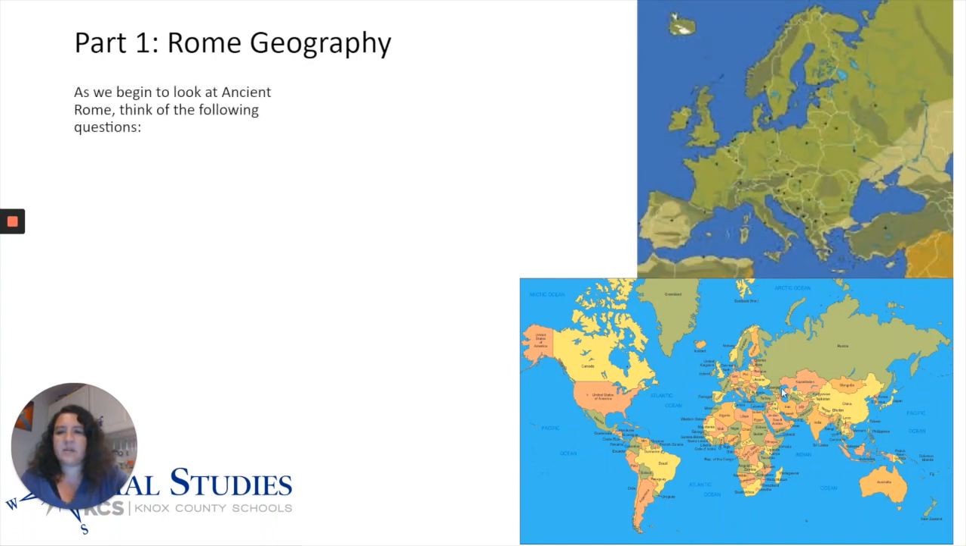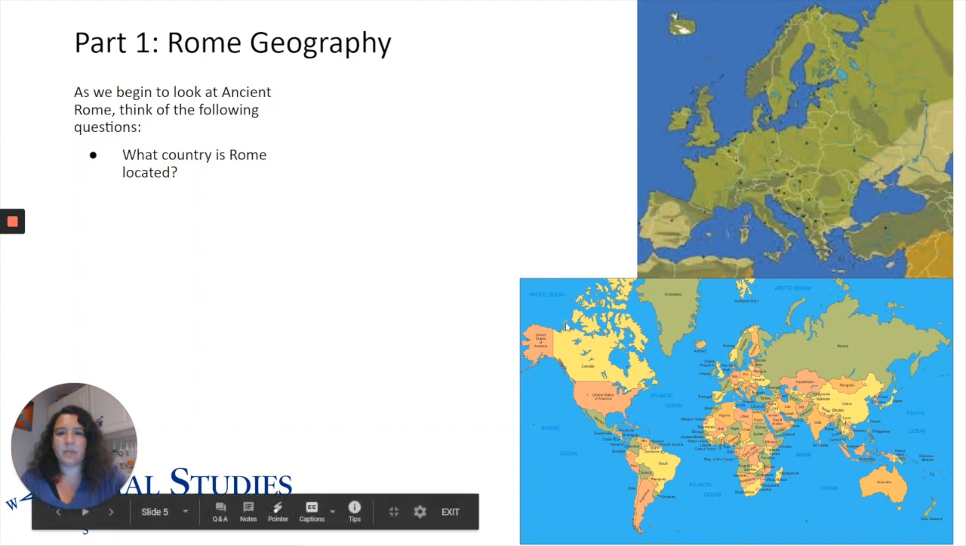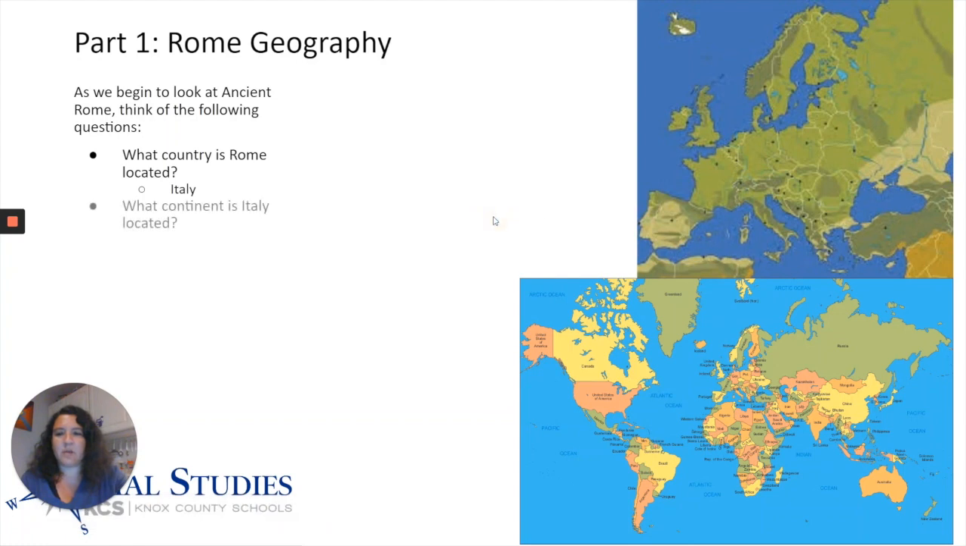So as we begin to look at ancient Rome, think of the following questions. What country is Rome located? That would be Italy. What continent is Italy located? And that would be Europe. The following maps show these locations. This map shows Europe, and this map shows Italy.